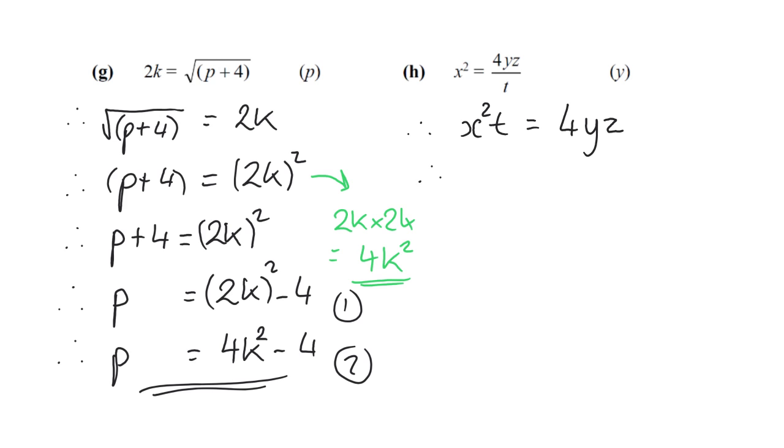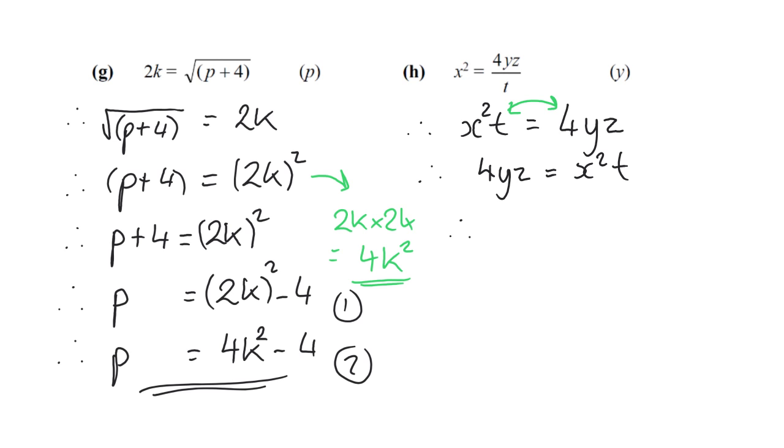We now have the 4yz on the right-hand side. If we complete a full flip and we just swap the sides, left-hand side becomes the right-hand side and vice versa. So we've just literally taken these two and swapped them over. A equals B, so B equals A.